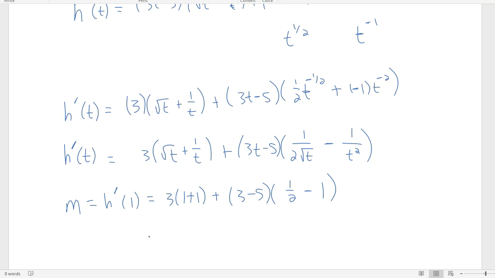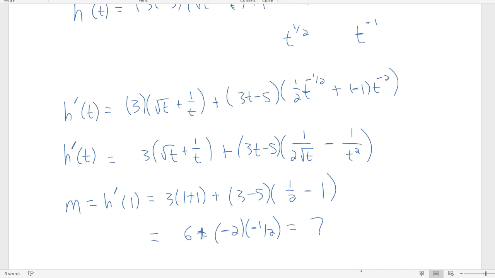So what I really end up with in this case is 3 times 2, which is 6. 3 minus 5 is negative 2. I have 1/2 minus 1, that's negative 1/2. So I have negative 2 times negative 1/2, which is positive 1. So I get 6 plus 1, which is 7. So the slope of my tangent is 7.